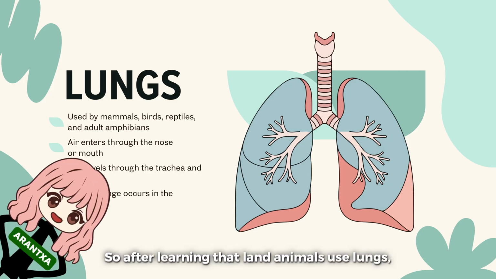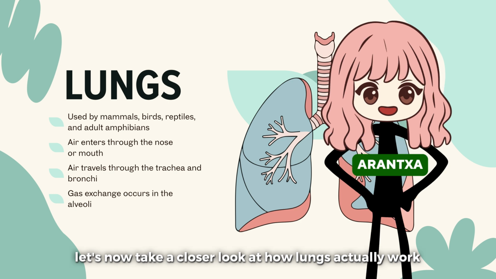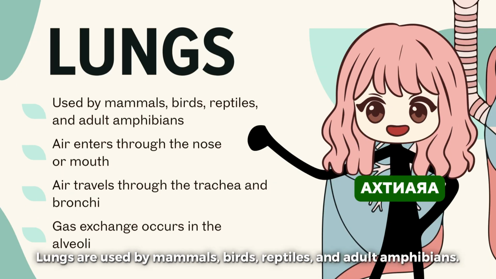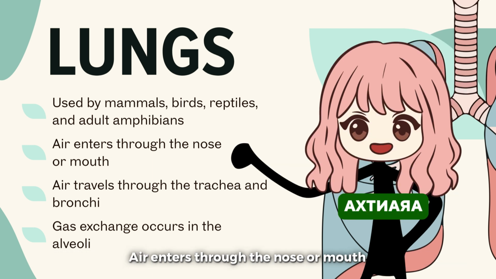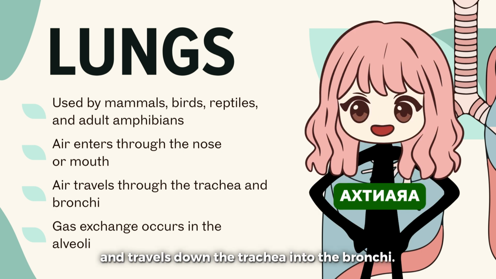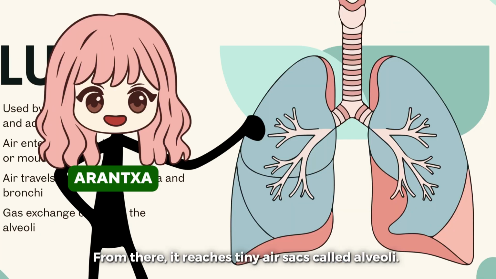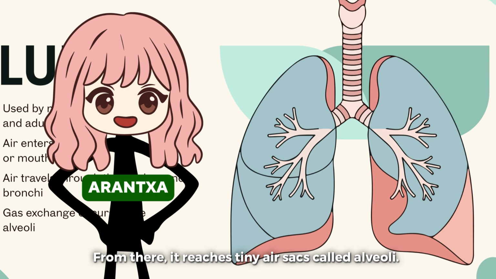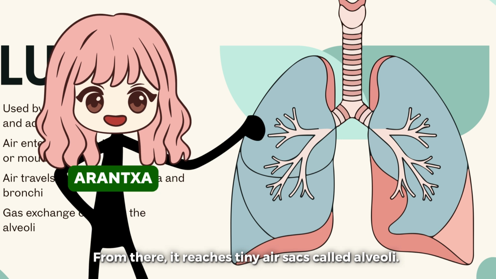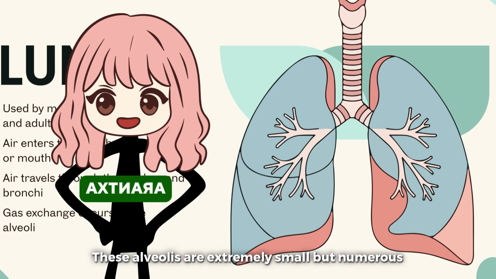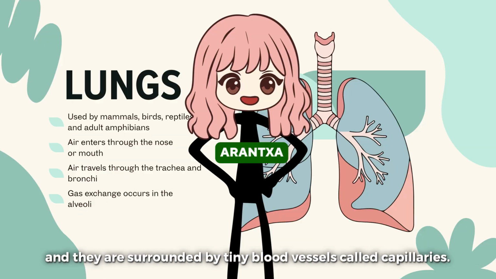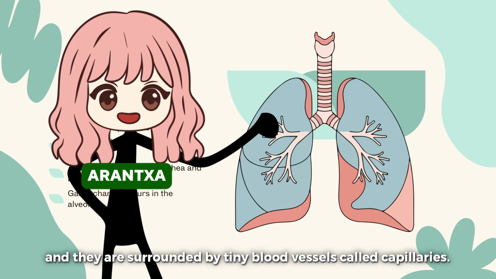So after learning that land animals use lungs, let's now take a closer look at how lungs actually work. Lungs are used by mammals, birds, reptiles, and adult amphibians. Air enters through the nose or mouth, then travels down the trachea into the bronchi. From there, it reaches the tiny air sacs called alveoli. These alveoli are extremely small but very numerous, and they are surrounded by tiny blood vessels called capillaries.